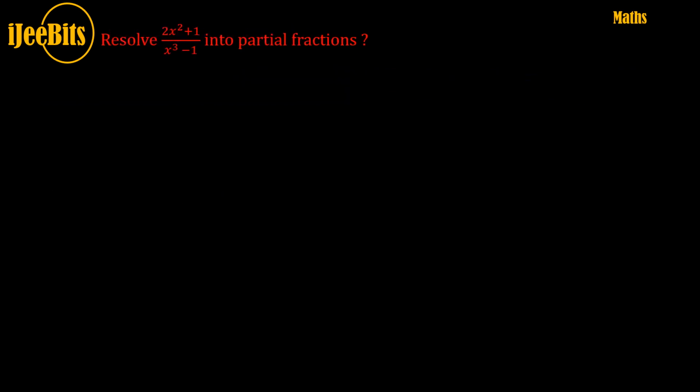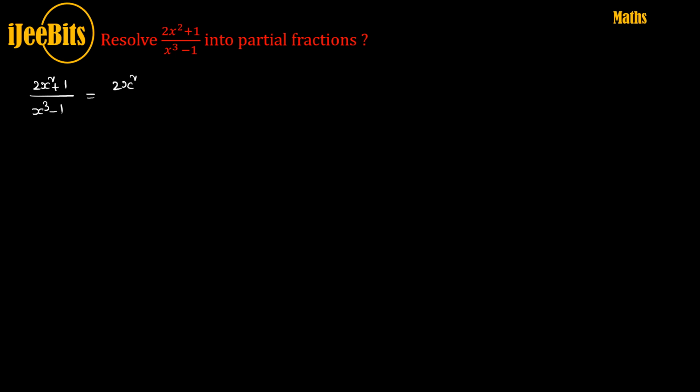Let's try out this solution for a given proper fraction. Let's resolve this into partial fractions. Just now you have seen this one, right? What is given is (2x² + 1)/(x³ − 1). Based on the degree we can say this is a proper fraction, and then we have to find the factors for the denominator g(x).